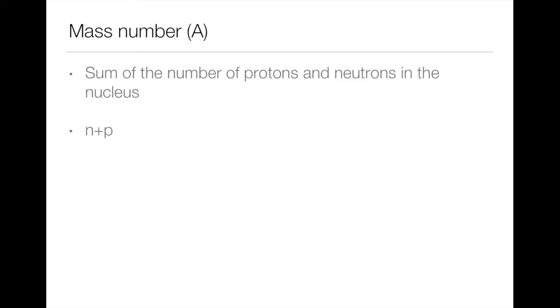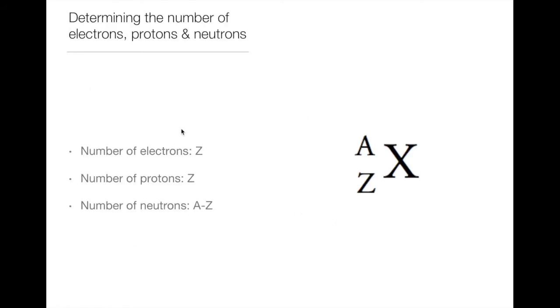The mass number shows us the sum of the number of protons and neutrons in the nucleus. And how we can determine the number of electrons, protons and neutrons. So this is the element, and we put these two symbols, A and Z, mass number and atomic number. Atomic number shows the number of electrons and protons, and A is the number of neutrons plus protons. So if I wanted to isolate the number of neutrons, I would have to subtract the number of protons from the mass number. Therefore, mass number minus the number of protons, which is Z, gives me the number of neutrons.